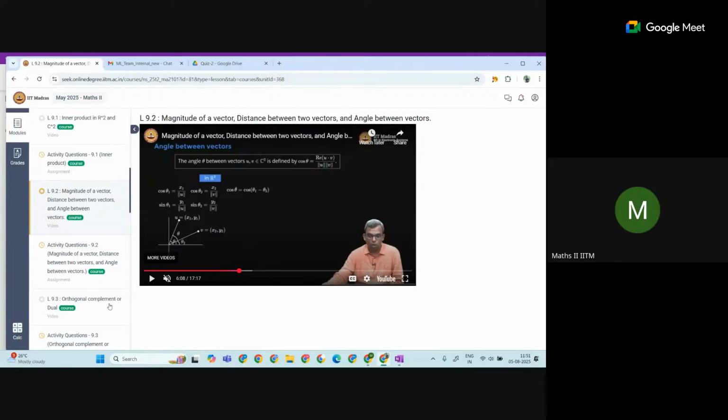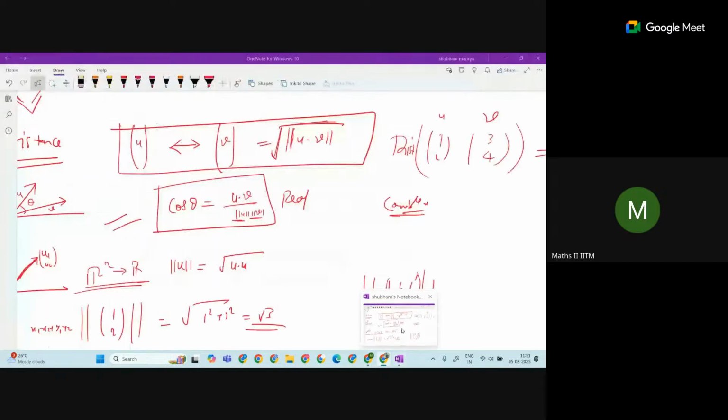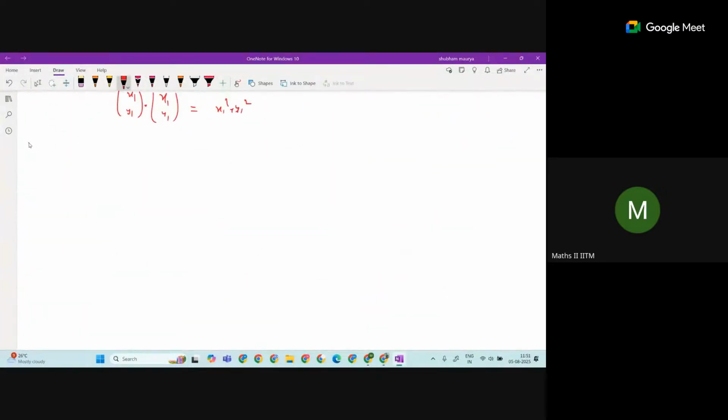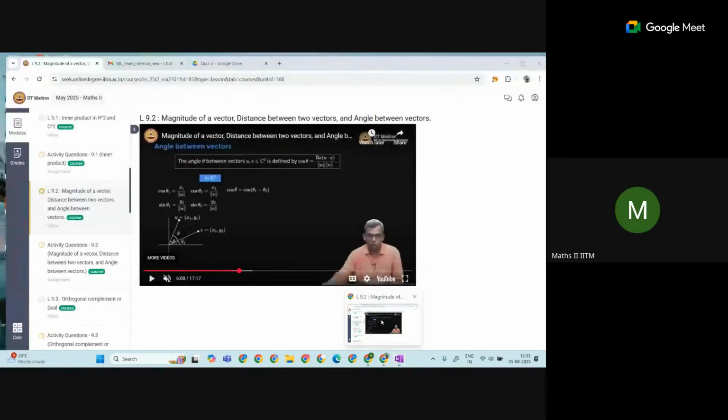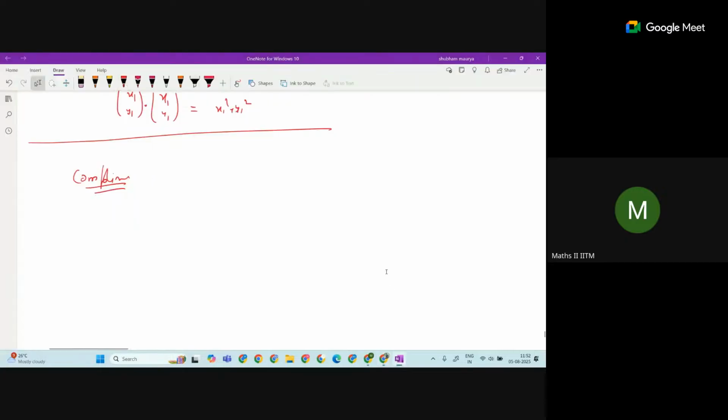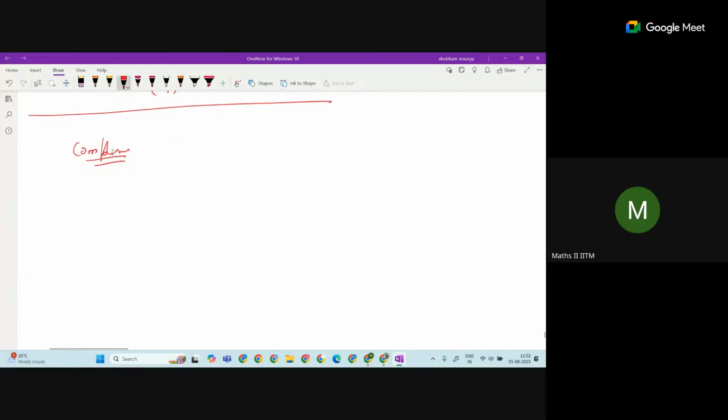Yeah, this third lecture is now important, and a very different notion is there, which is called complement. Sometimes it is called orthogonal also. Orthogonal complement. Okay. Dual, it is called orthogonal complement. So what does that mean?